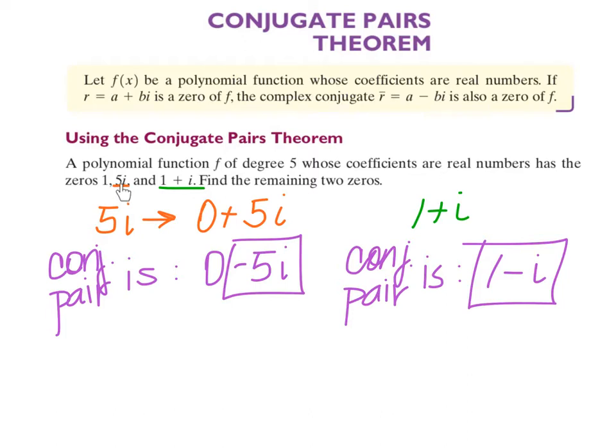But 5i is complex because it has an imaginary part. So I would rewrite that as 0 plus 5i, and then its conjugate pair is 0 minus 5i. So -5i is another factor. And then I have 1 plus i, which is a complex number. And if it's 1 plus i, its conjugate pair is 1 minus i. So -5i and 1 minus i are the other 2 zeros. They're not completely real, but they are factors, which is what the fundamental theorem of algebra is trying to say. We can find all the factors, real or imaginary or both.